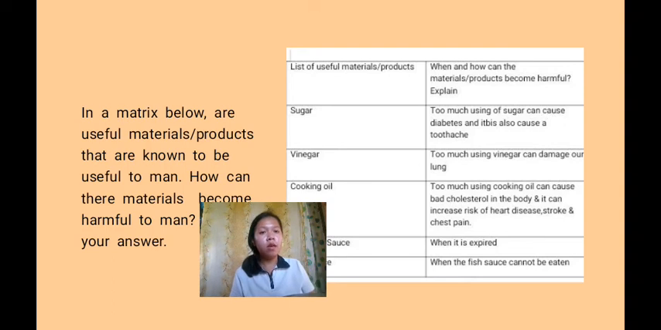For the sake of health and safety, be measured in using sugar so we won't get toothaches or feel diabetic. Enough of using sugar. So be measured, we need to use just the right amount of sugar. So that's it. So next is vinegar.